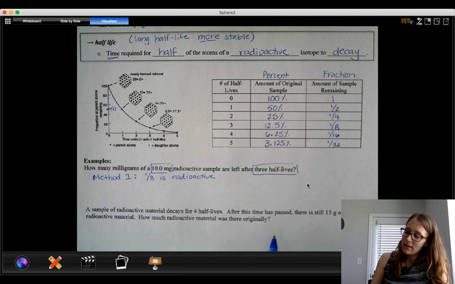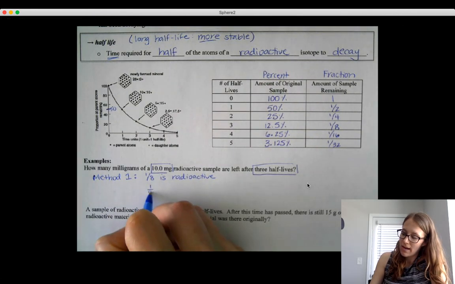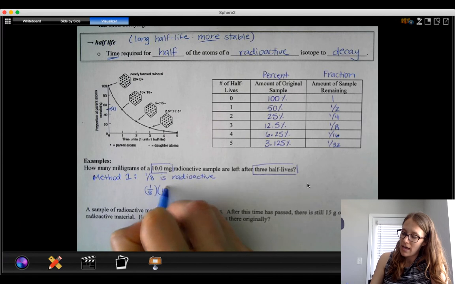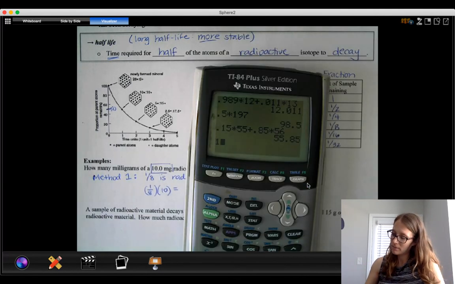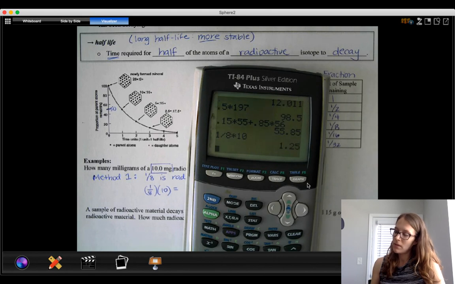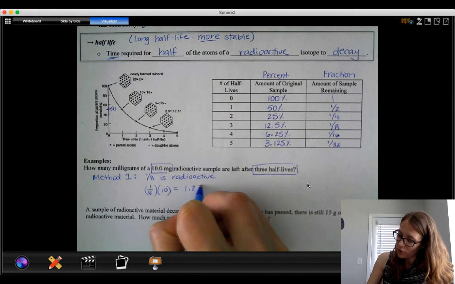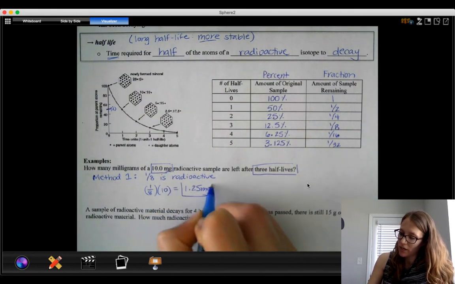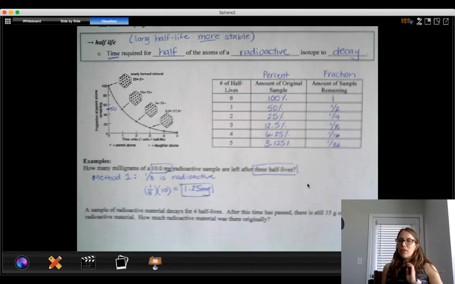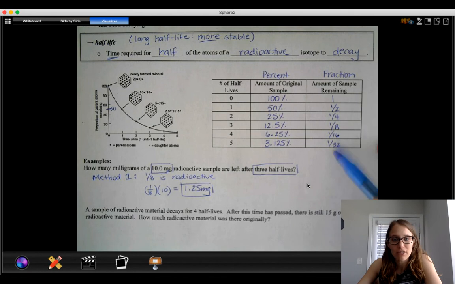And if 1/8 is radioactive, 1/8 of 10 is what? So 1/8 of 10 is, I could plug this in my calculator, 1.25. So 1.25, I'm just going to put the units on here, milligrams, is still radioactive. So that's method 1, is to use this little chart that we made and take that fraction and use that.